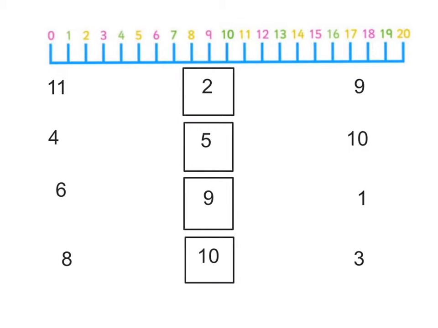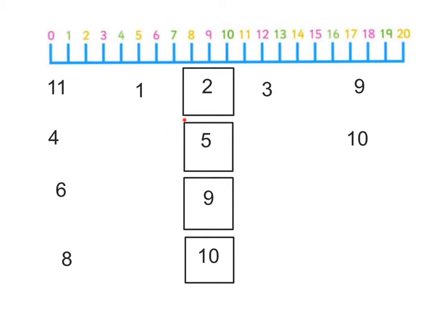Our first number is 2. What comes before 2? What is the number that is 1 less? If I look on my number line, here's 2. The number that comes before 2 is 1. What comes after 2? If I look on my number line, the number after 2 is 3. So I'm going to move that one here.